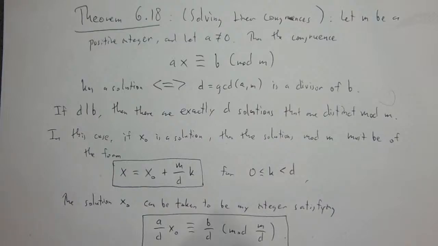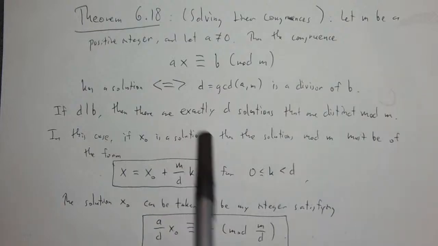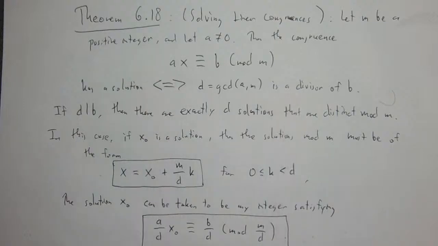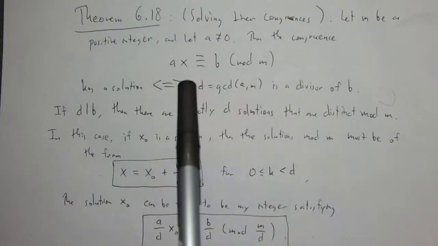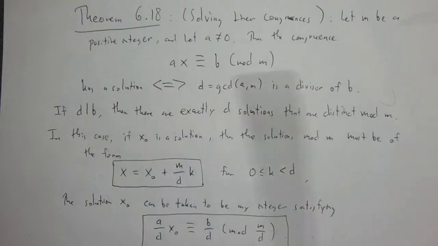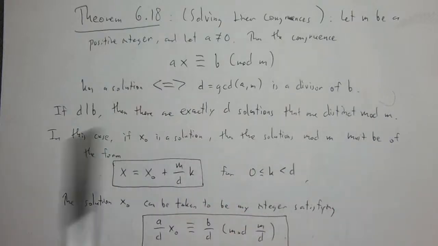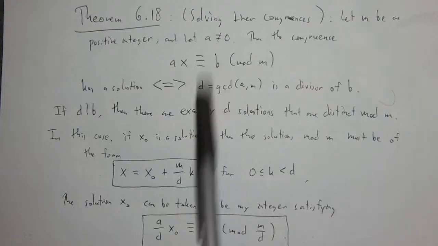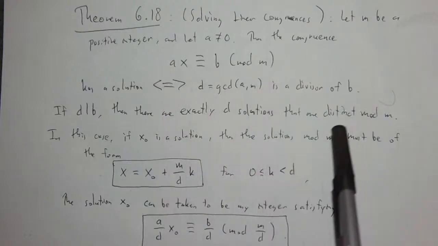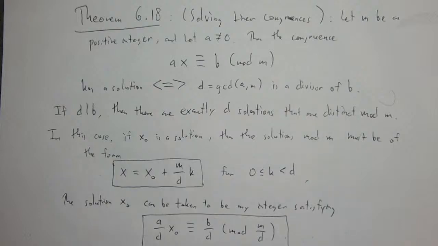But looking at this, if m is a positive integer, a and b are integers, a is not 0, then we look at this congruence, ax is congruent to b mod m. So I want to solve this thing, right? We already saw a bunch of special cases where this was immediately solvable. But in general, I want to talk about solving this thing. It turns out this has a solution if and only if the GCD of a and m, call it d, is a divisor of b, and in that case, there are exactly d solutions that are distinct mod m, right?